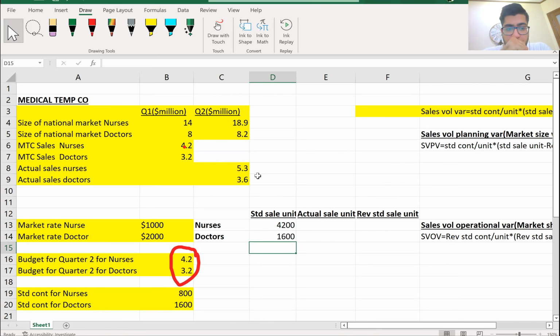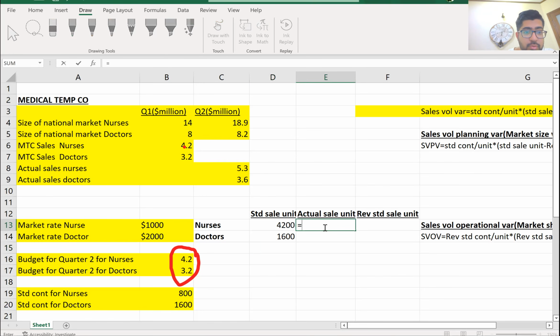For quarter 2, the budget was based on the assumption that things would remain same as quarter 1, so it was 4.2 million and 3.2 million. So the budget or standard is given, but it's given as revenue. You need units, because as per the formula you need units. So divided by the selling price, 1,000 and 2,000, you get the units.